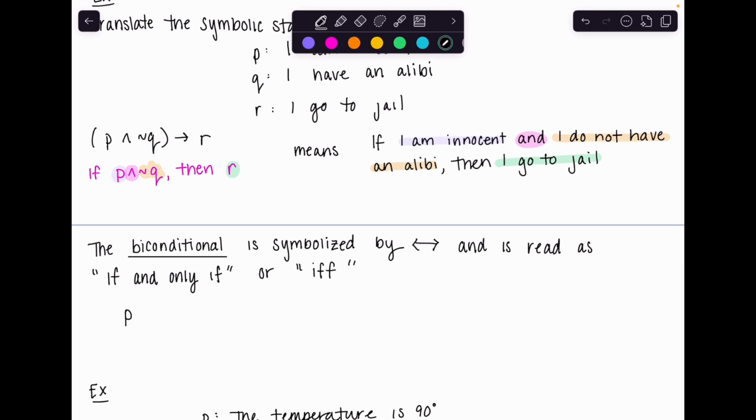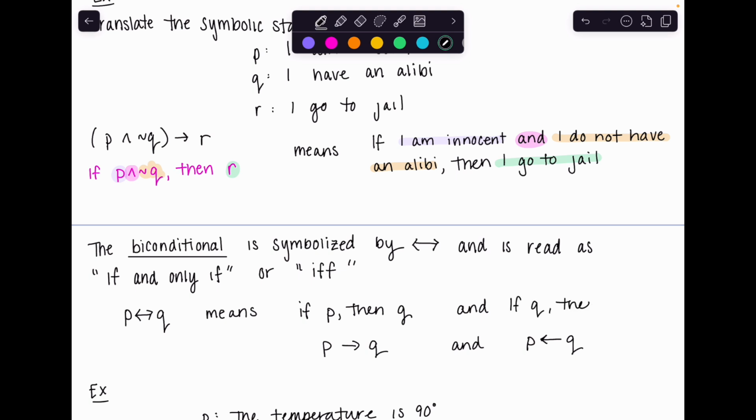So if I write P if and only if Q, this really means if P occurs, then Q occurs. So you have the forward arrow. And I can do the reverse, which is basically putting the arrow in the opposite direction. So in this case, if Q occurs, then P has to happen. Okay. So you're able to merge it into those two different arrows.